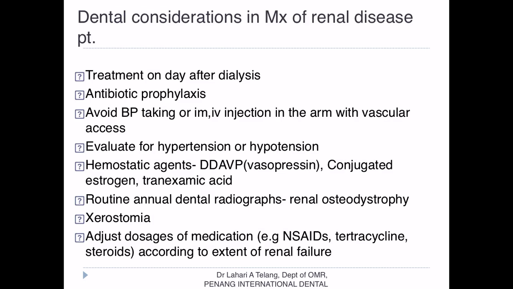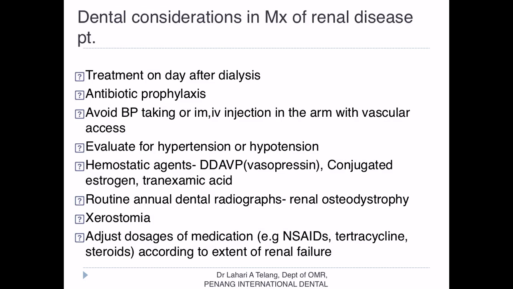So this is a very important aspect, that is dental consideration and management of renal diseases. Treatment on the day after dialysis, very important. When the patient has been to dialysis that day, it could be a very stressful and tiring day for the patient. Hence, if you have scheduled dental treatment, it should be on the day after dialysis.